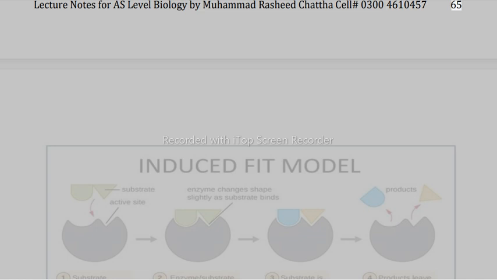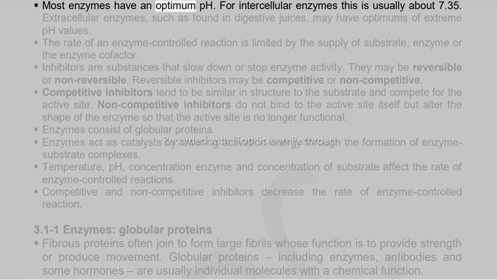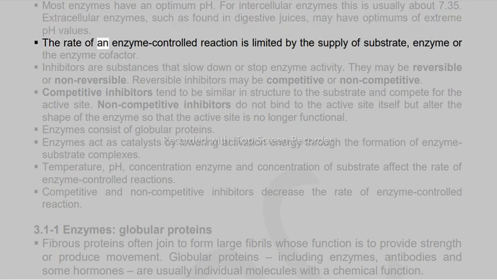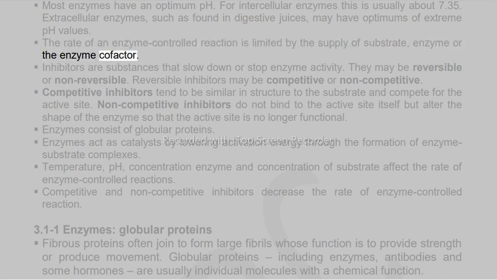Most enzymes have an optimum pH. For intracellular enzymes, this is usually about 7.35. Extracellular enzymes, such as those found in digestive juices, may have optimums of extreme pH values. The rate of an enzyme-controlled reaction is limited by the supply of substrate, enzyme, or the enzyme cofactor.